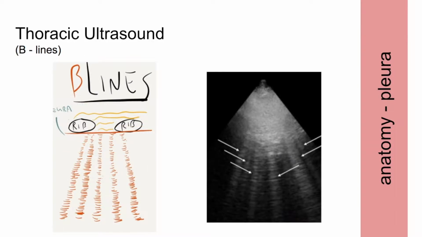B-lines are laser-like vertical artifacts that obliterate A-lines. B-lines generally extend to the bottom of the screen and are considered pathological and indicative of interstitial syndrome, like pulmonary edema and pulmonary fibrosis. Lung rockets refer to the presence of several B-lines. A few short vertical comet tail artifacts can be seen at lung bases in normal individuals.